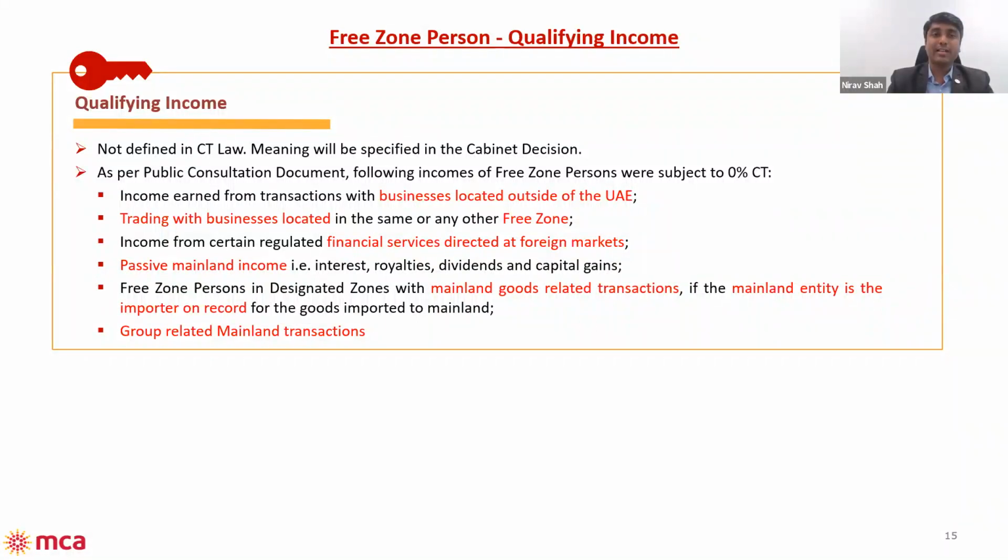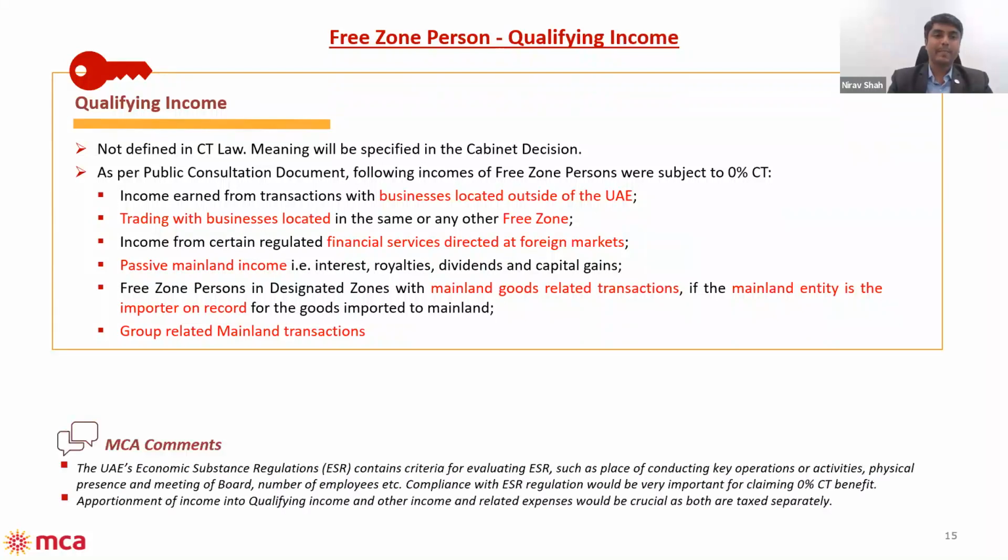Which kinds of incomes can qualify as qualifying income? Income from a transaction with a business located outside of the UAE, transaction with a business located in the same or other free zones, income from certain regulated financial services directed at foreign markets, passive mainland income, that is royalty, interest, dividends, and capital gains, a free zone person in a designated zone with a mainland goods related transaction if the mainland entity is the importer on record, and group related mainland transactions. This kind of income may be specified as qualifying income, but before we take any call, we will have to wait for the cabinet decision, which will specify exactly which kind of income can be considered as qualifying income.